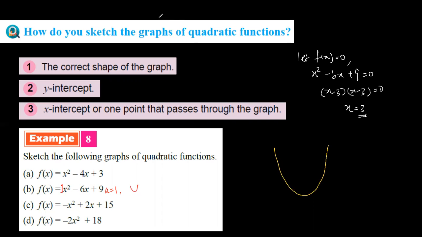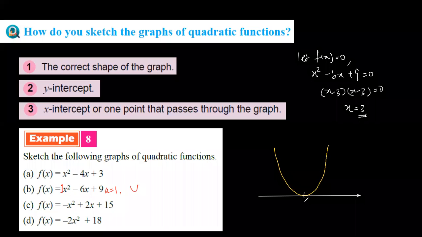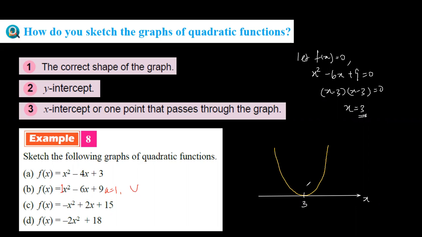Means that the x-intercept touches the graph. The x-axis touches the graph at only one point, and this point is 3. Okay, x is 3. One root only.